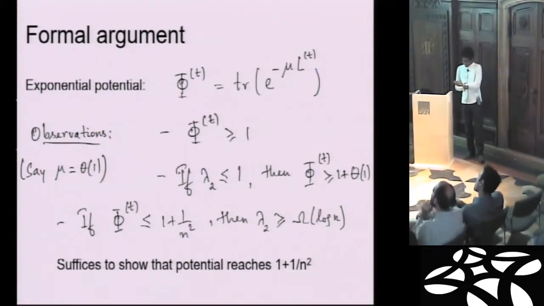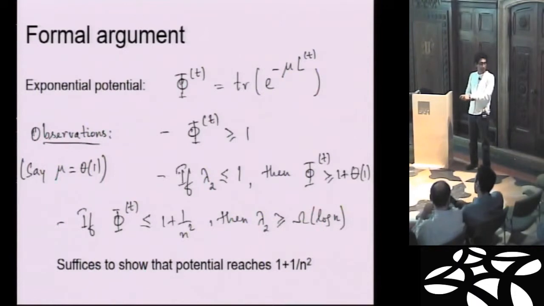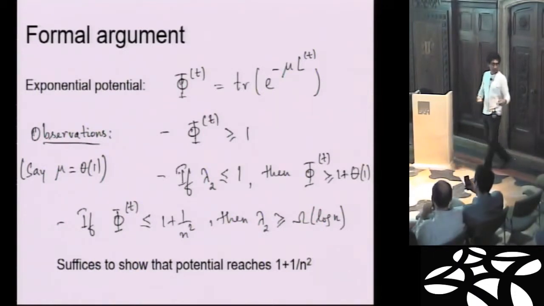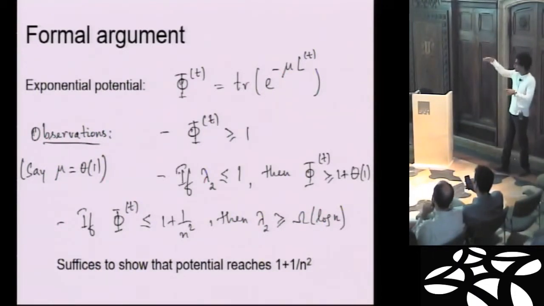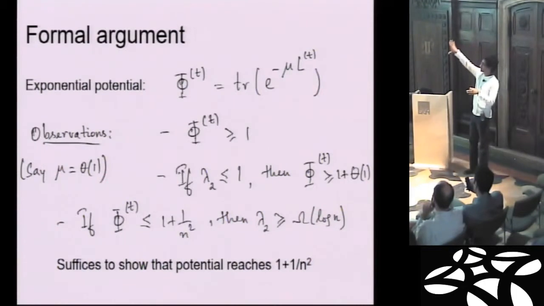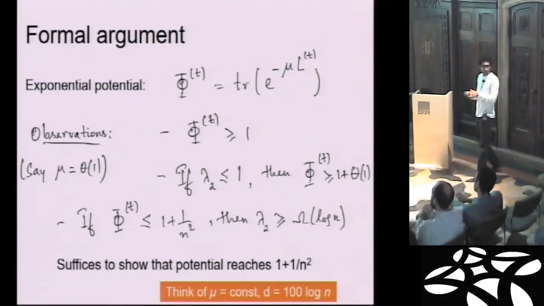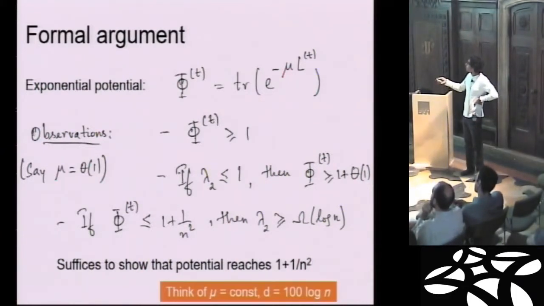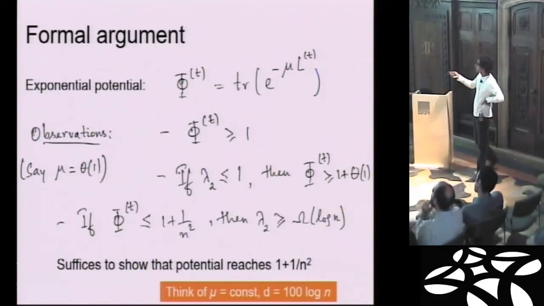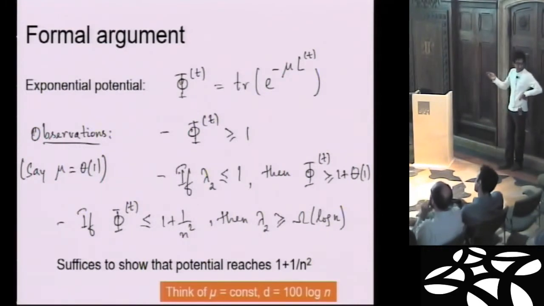And how much time do I have, by the way? 5 minutes? Okay. I'll try to wrap up in 5 minutes. This is the general outline of the proof, and I'll give a brief idea of the technical things, because it's the last talk of the conference. So we'll think of setting mu to be a constant and the degree to be 100 log n, just to be clear for this.